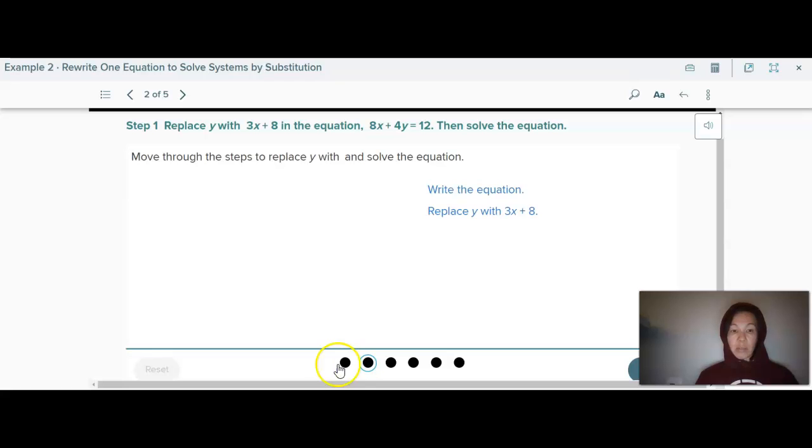Is it going to work for me? Where'd it go? Oh, why is this not working?